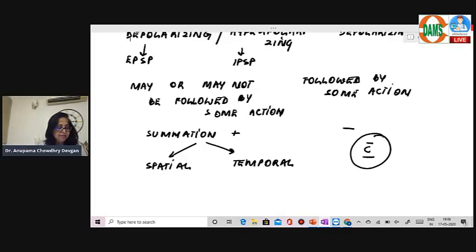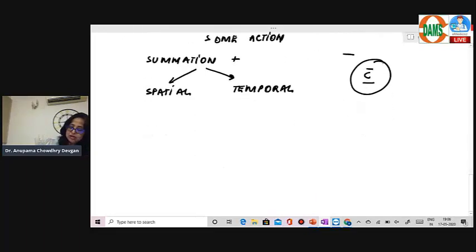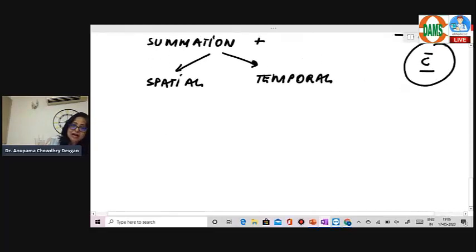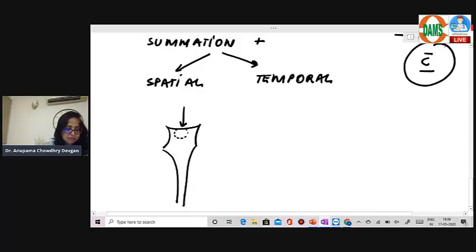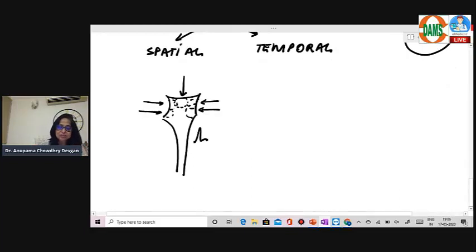Now, this is spatial and temporal summation. So what is spatial summation? Spatial summation is the addition or summation over space. What do I mean by that? If I give one subthreshold stimulus, I get a local potential. But if I give a number of subthreshold stimuli simultaneously, then all these local potentials will be added and I get an action potential. This is known as addition over space, or spatial summation.